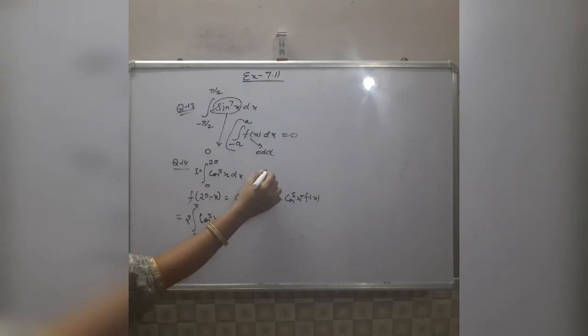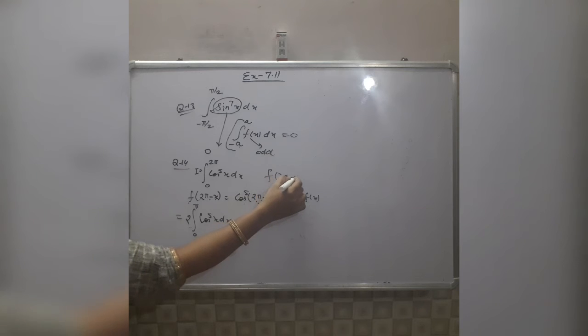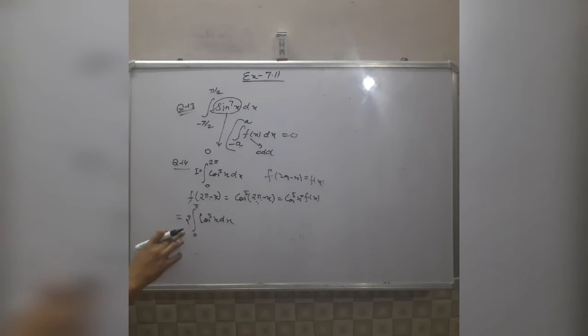This is the property: if f of 2a minus x is equal to f of x, then the integral from 0 to 2a can be written as twice the integral from 0 to a. So we have used this property here. After that, how will you find the integration of this?